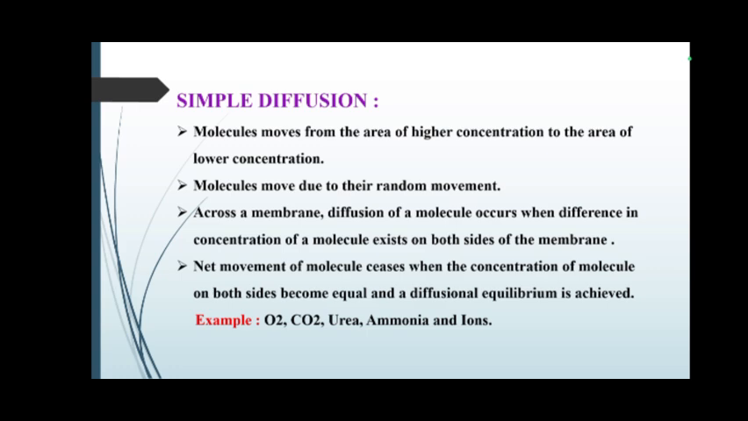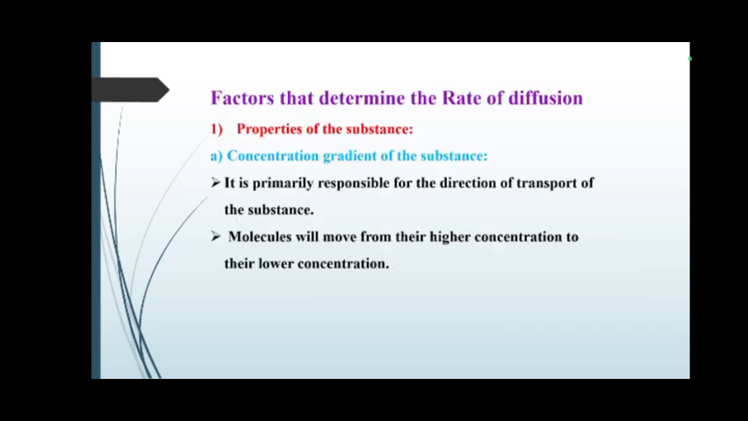Across a membrane, the diffusion of a molecule occurs when a difference in concentration of the molecule exists on both sides of the membrane. Net movement of molecules ceases when the concentration of molecules on both sides becomes equal and a diffusional equilibrium is achieved. Examples of simple diffusion are oxygen, carbon dioxide, urea, ammonia, and ions.